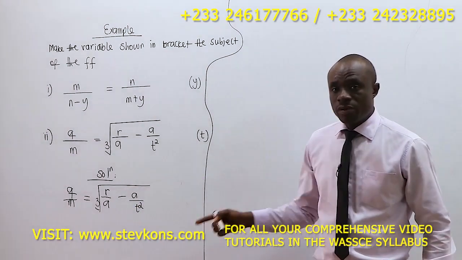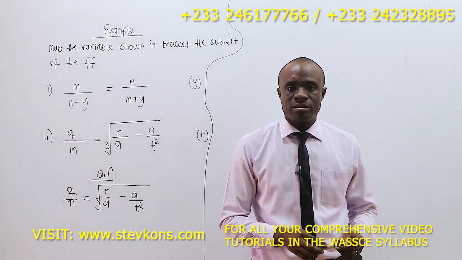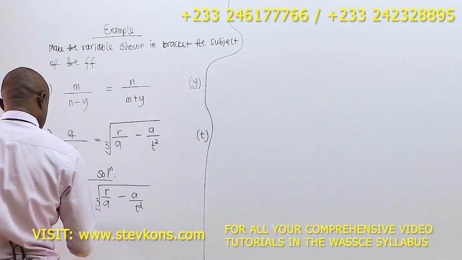What do we do to eliminate the cube root? We have to cube both sides. Very, very important. We have to cube both sides. So we cube both sides.